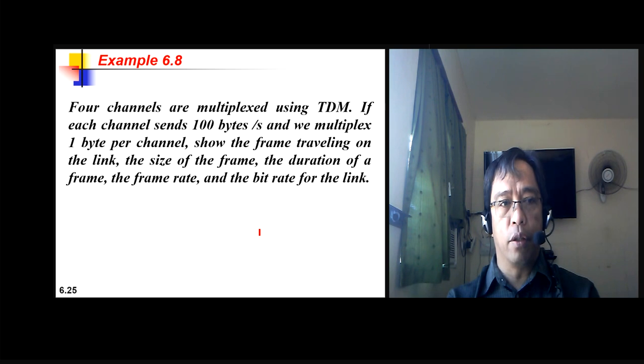Example 6.8. 4 channels are multiplexed using TDM. Each channel sends 100 bytes per second and we multiplex 1 byte per channel. Show the frame traveling on the link, the size of the frame, the duration of a frame, the frame rate, and the bit rate for the link.